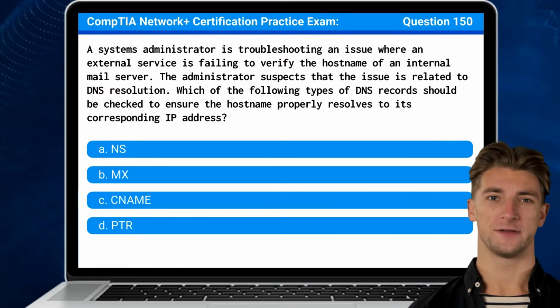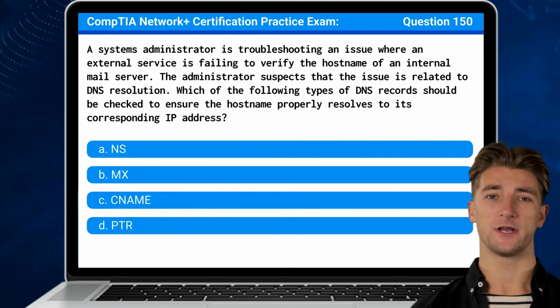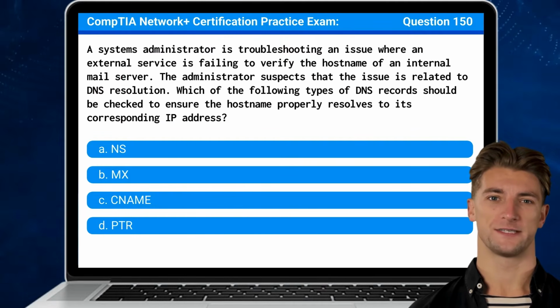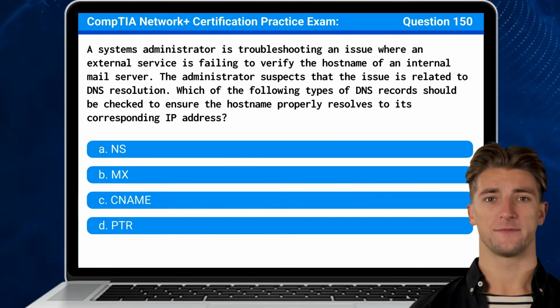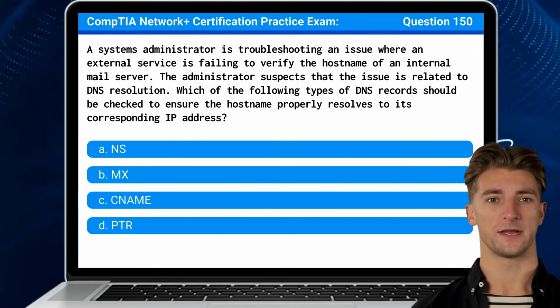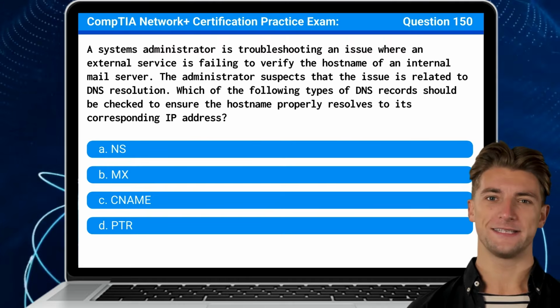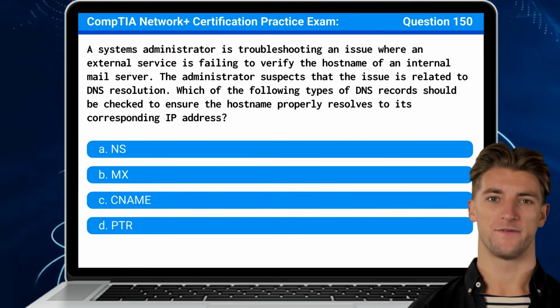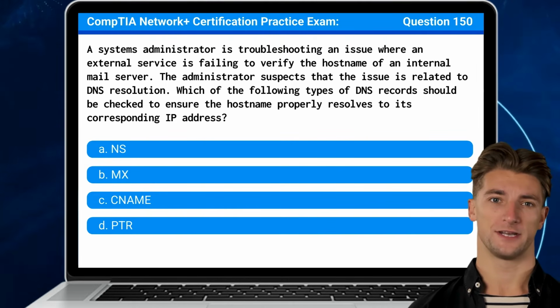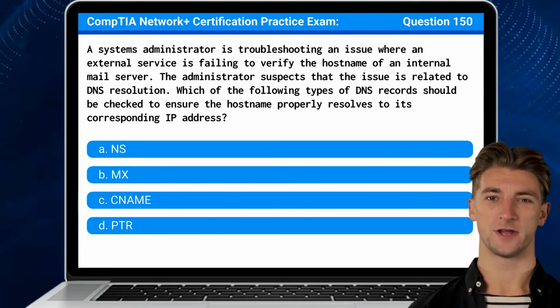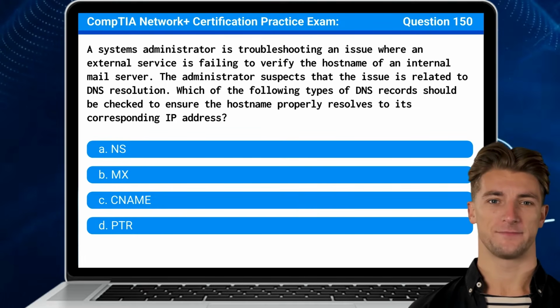Question 150. A systems administrator is troubleshooting an issue where an external service is failing to verify the hostname of an internal mail server. The administrator suspects that the issue is related to DNS resolution. Which of the following types of DNS records should be checked to ensure the hostname properly resolves to its corresponding IP address?